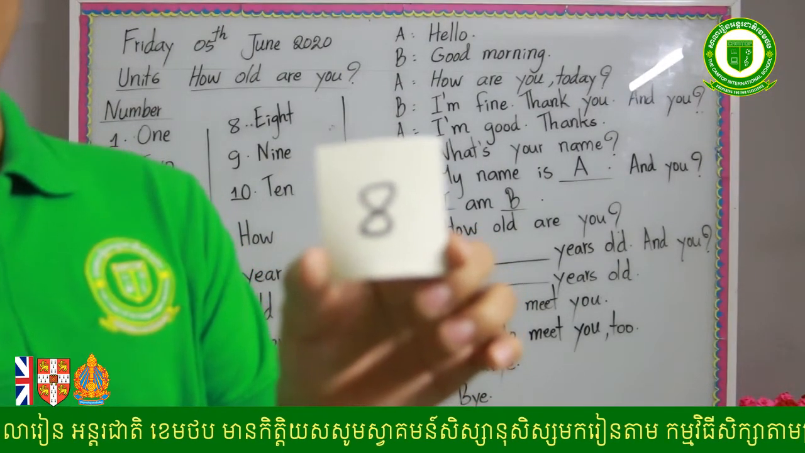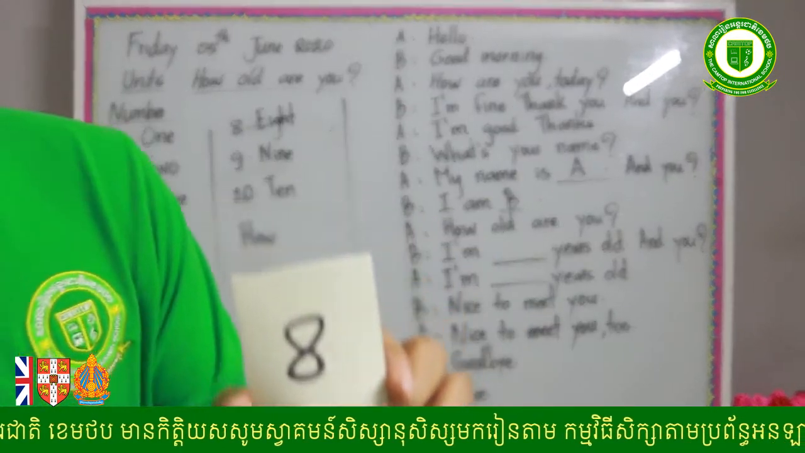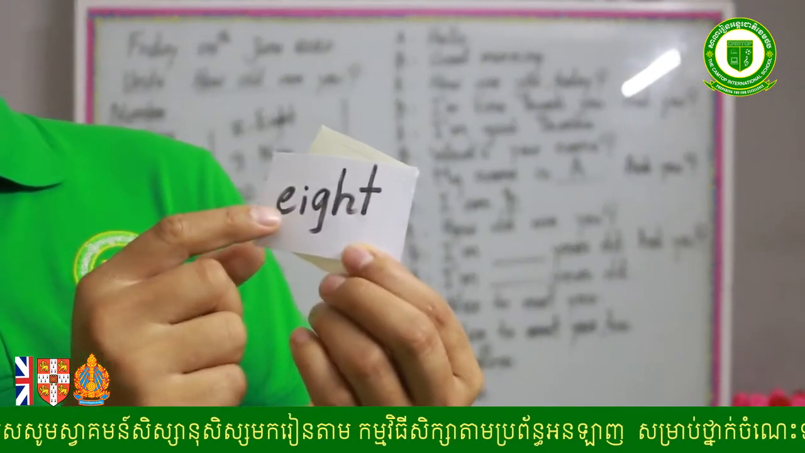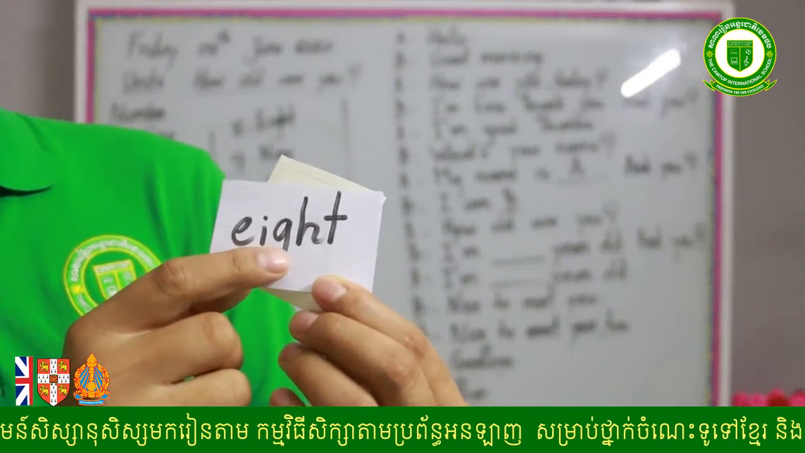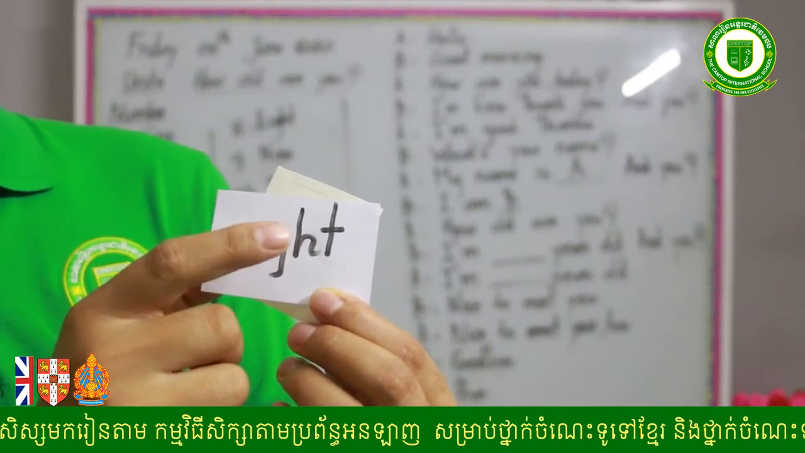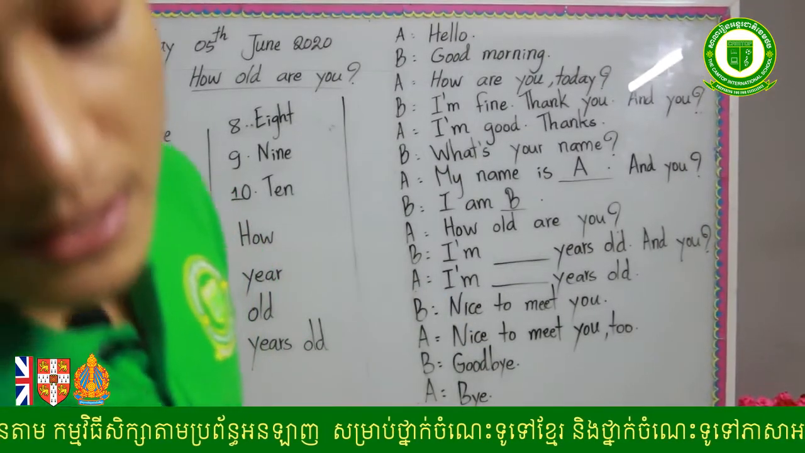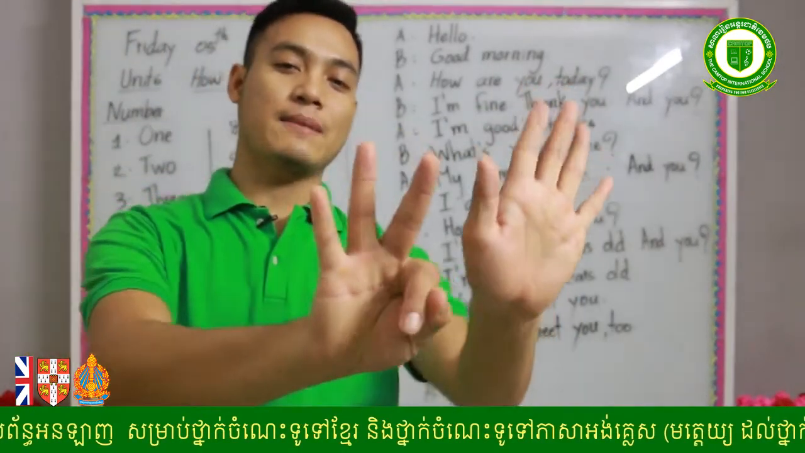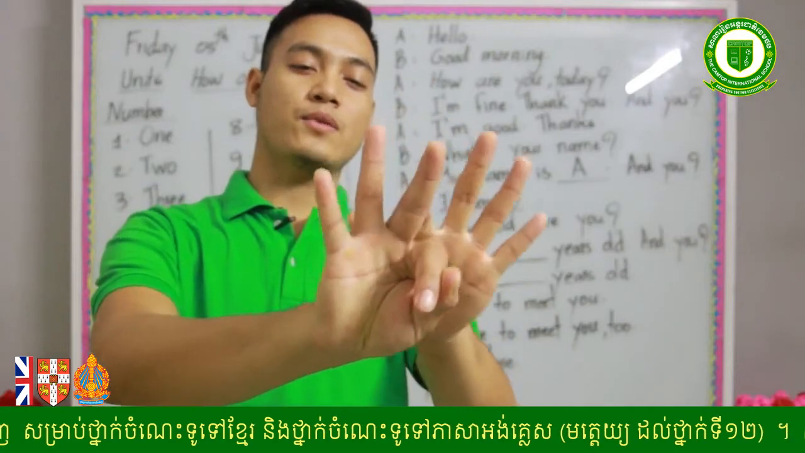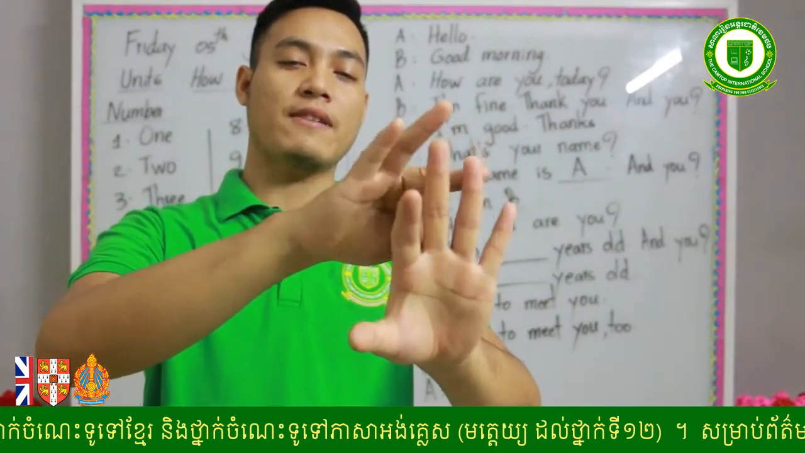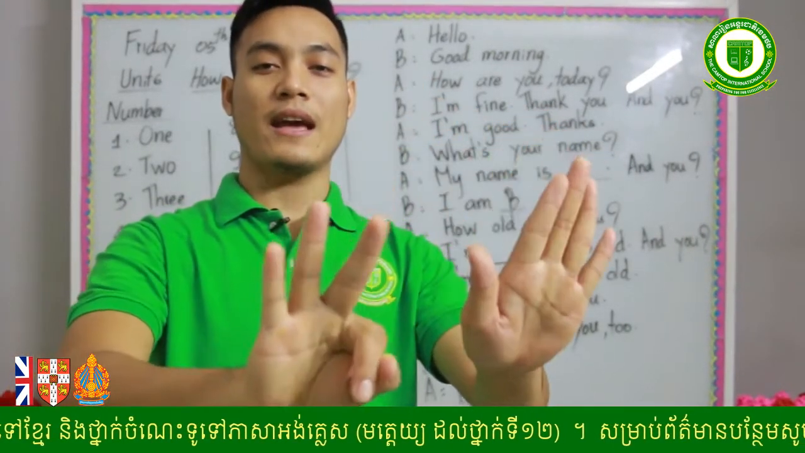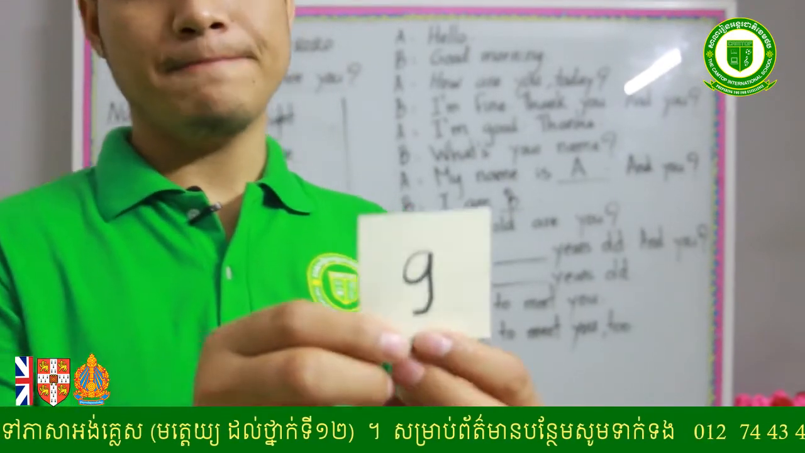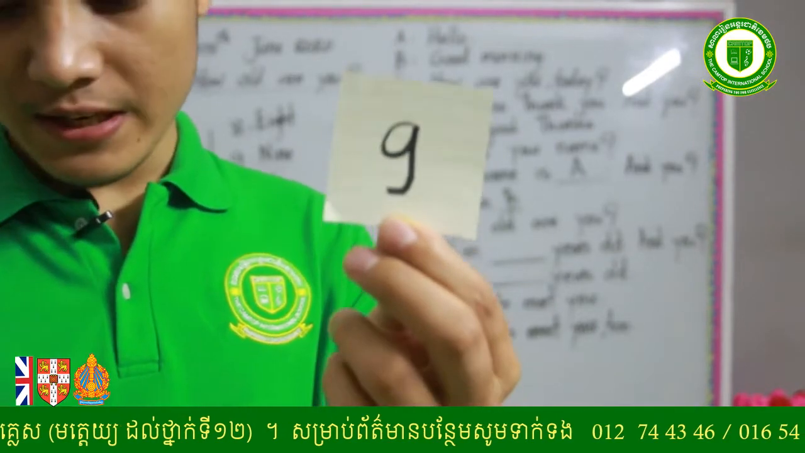The next number here is number 8. How do you spell number 8? E-I-G-H-T. So this one is number 8. Look, 1, 2, 3, 4, 5, 6, 7, 8. Good, 8.